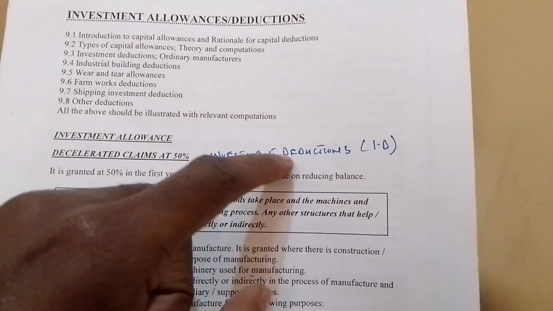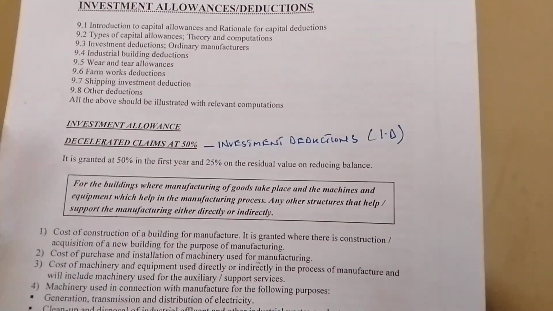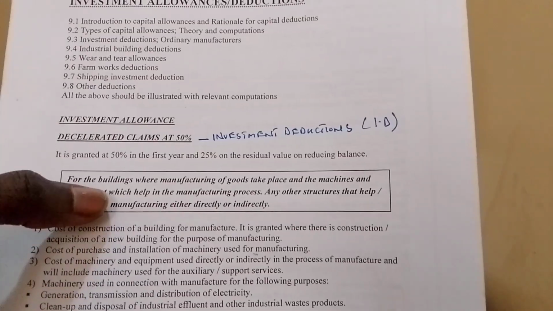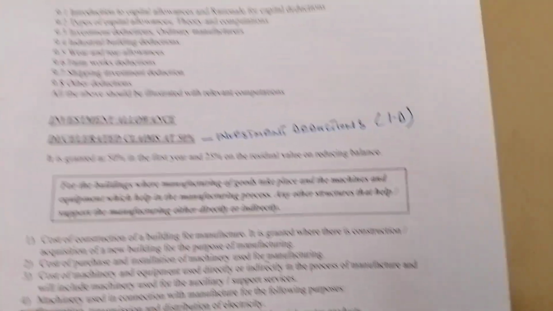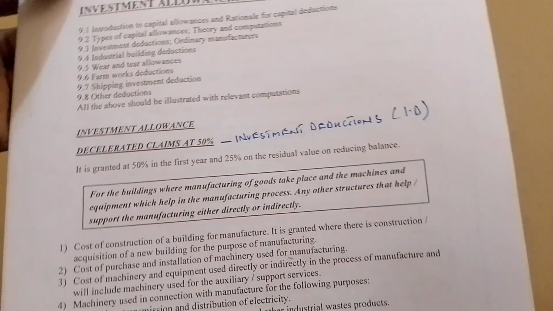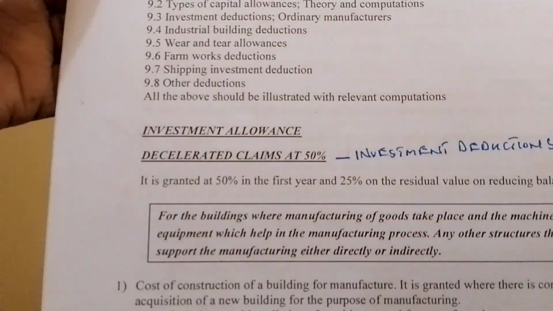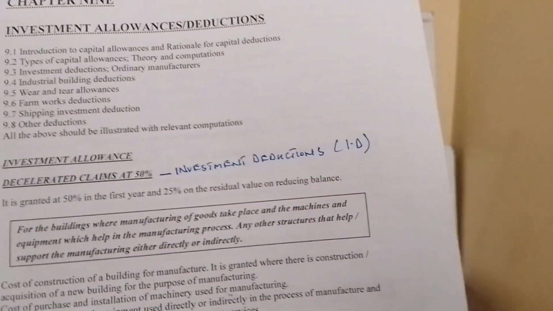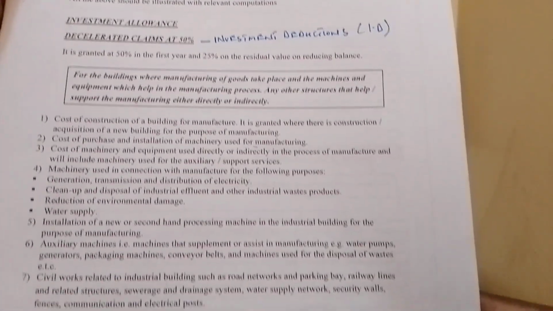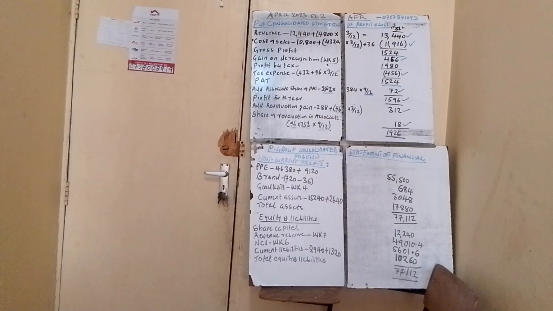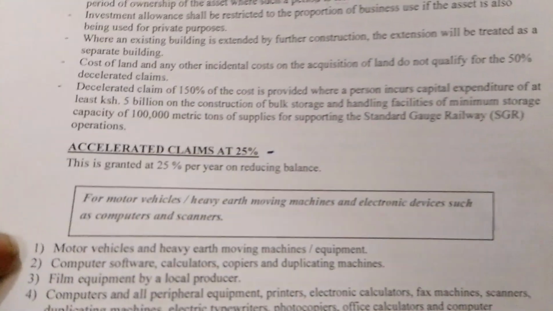I've written using my biro there. 50%. You say there are the buildings where manufacturing takes place, and those machines which help in manufacturing. And then we gave a list there. Then we went to the other part, which was those ones where we will be using 25%.